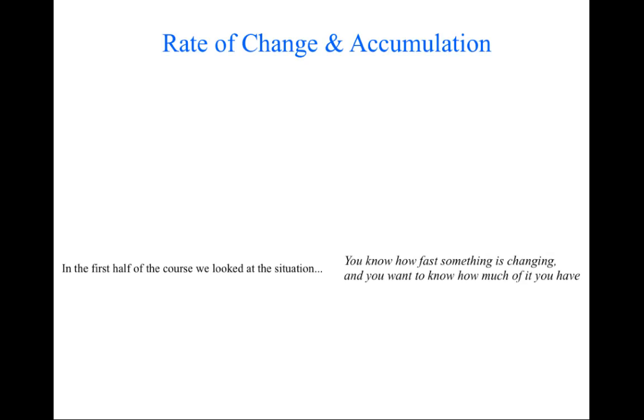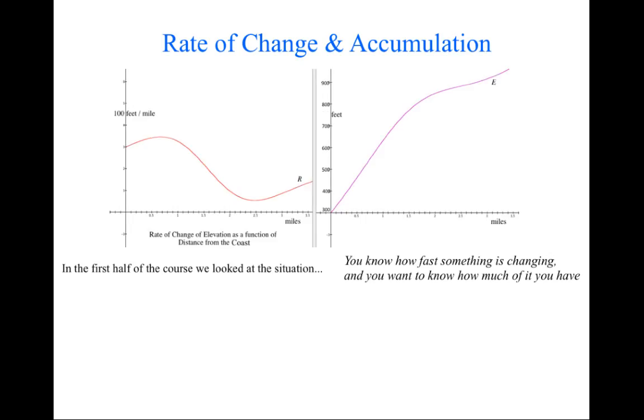In the first half of the course we looked at how fast something is changing, and you want to know how much of it you have. So here's a context. Over on the left we've got a rate of change of elevation as a function of distance from the coast, in 100 feet per mile. And over here we have an actual elevation graph that's associated with that rate of change, with distance in miles.